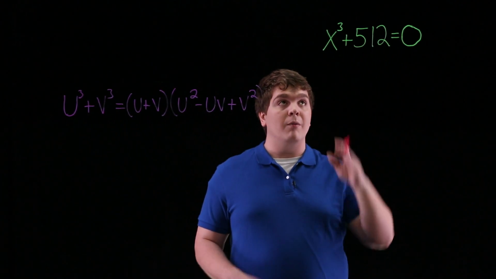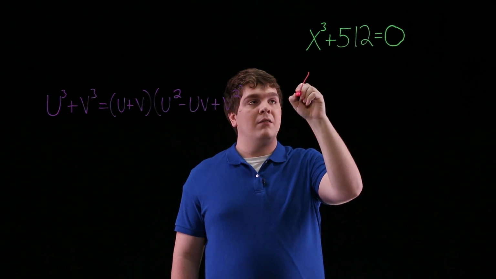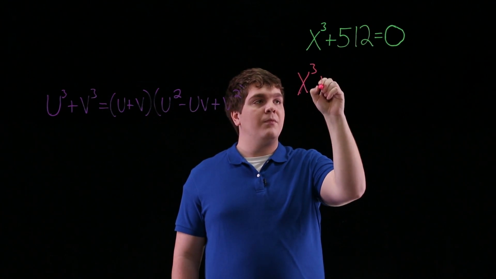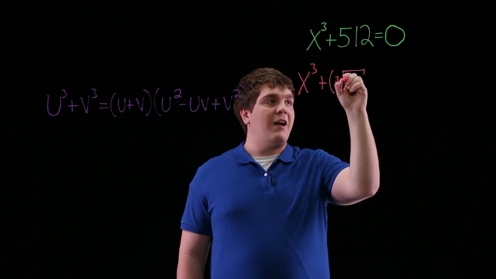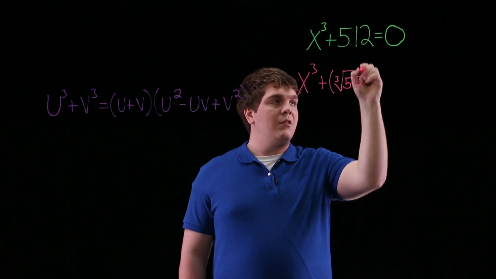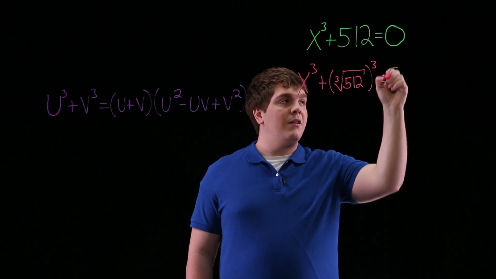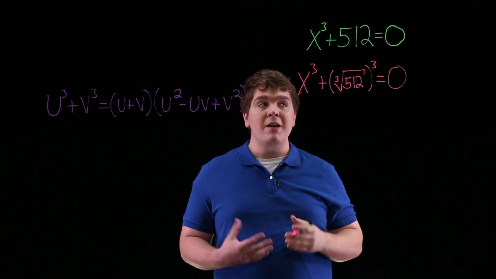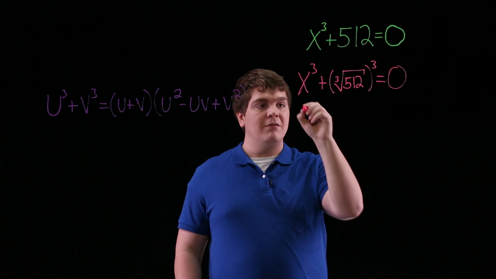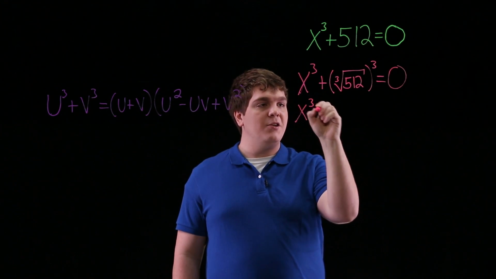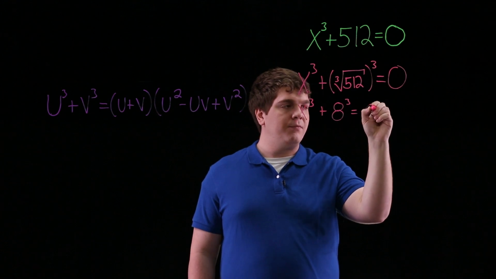Now, in coming back to our problem, we can write x cubed plus 512 as x cubed plus the cube root of 512, quantity cubed. And since our original equation was equal to 0, this is equal to 0. So from here, what we'll want to notice is that the cube root of 512 is 8, leaving us with the equation x cubed plus 8 cubed equals 0.